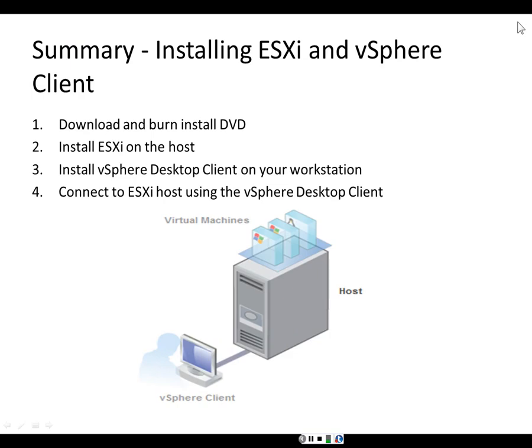In summary, when we install ESXi and the vSphere client, we: 1. Download the ISOs and burn them to install DVDs. Then we install ESXi on our host computer, and we install the vSphere desktop client on the workstation. And then we use the vSphere desktop client to connect to the ESXi host so we can then create virtual machines on that ESXi host. And of course, in Chapter 3, we will go into great detail on creating virtual machines.